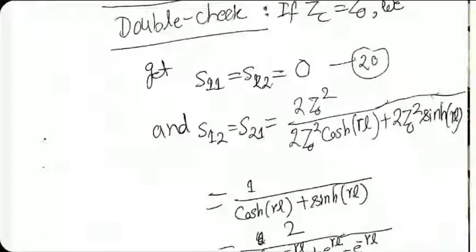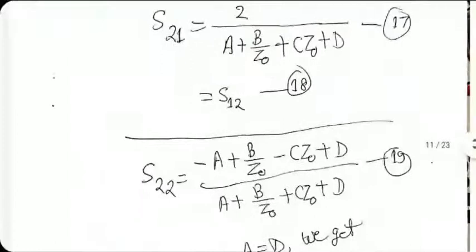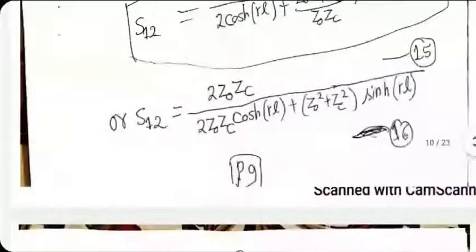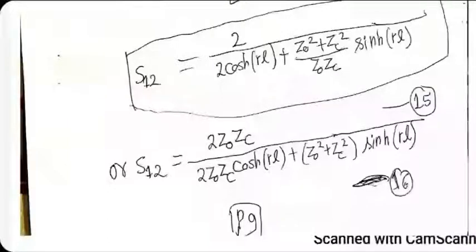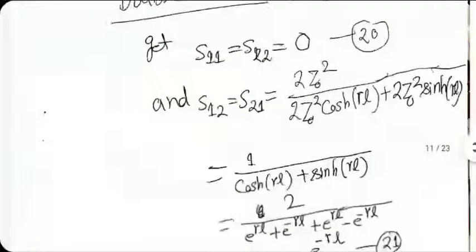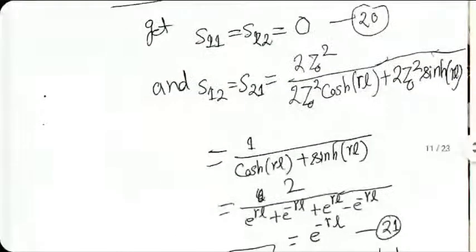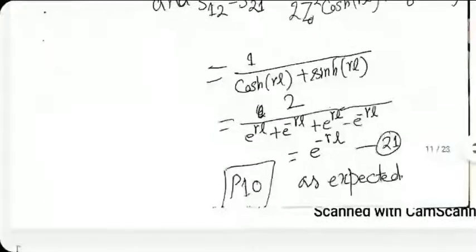S12 and S21 are both equal to each other, of course, but at the same time, they also get further simplified. If you put Z0 equal to Zc in equation 16, you get, I've shown it at the end, 2Z0 square divided by 2Z0 square cos hyperbolic gamma L plus 2Z0 square sin hyperbolic gamma L. 2 cancels out, Z0 square cancels out. What I get is 1 upon cos hyperbolic gamma L plus sin hyperbolic gamma L, which gives us e to the power minus gamma L, which is exactly what we were expecting.